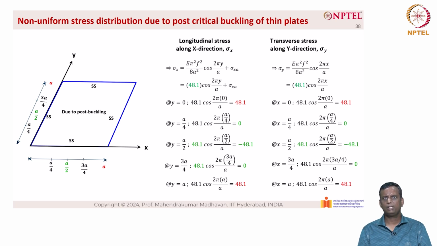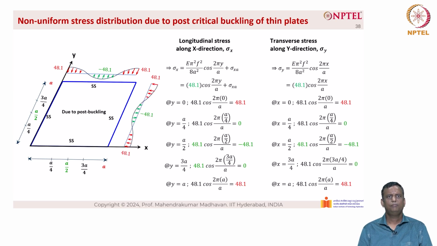So, this is the effect of the non-uniform stress distribution as a result of post-critical buckling of thin plates, which when plotted, you can see that there is a 48.1 that is acting at the edges of the plate here, and then it goes to 0, and then it goes to negative 48.1, and then it goes to 0, and then we have positive 48.1, which is compressive in nature, which is in the x direction.